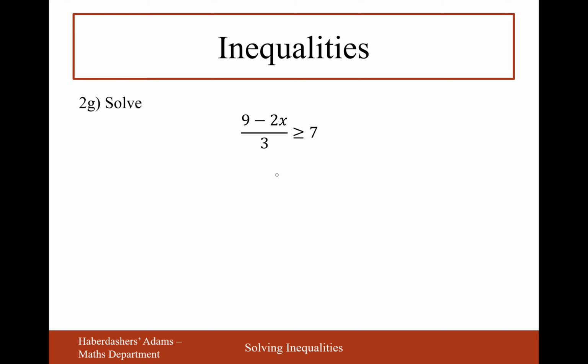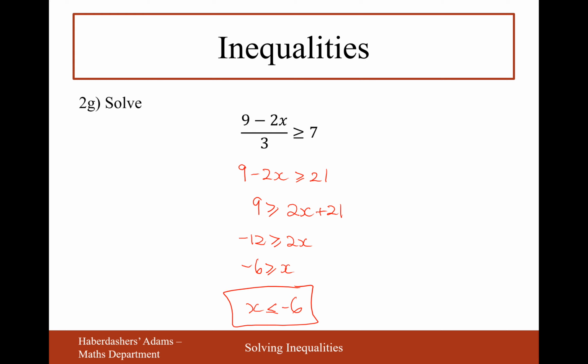Moving on to the next one, we'll times both sides by 3 first. So that would be 21. Now the x is negative, so we need to make it positive. So it's going to be 9 is greater than or equal to 2x plus 21. Take away 21 from both sides and you'll get minus 12 is greater than or equal to 2x. Divide both sides by 2, you get minus 6 is greater than or equal to x. Flip it round for the final answer. It's always good to have the x first on the final answer, and flip around the sign as well when you flip around the numbers.